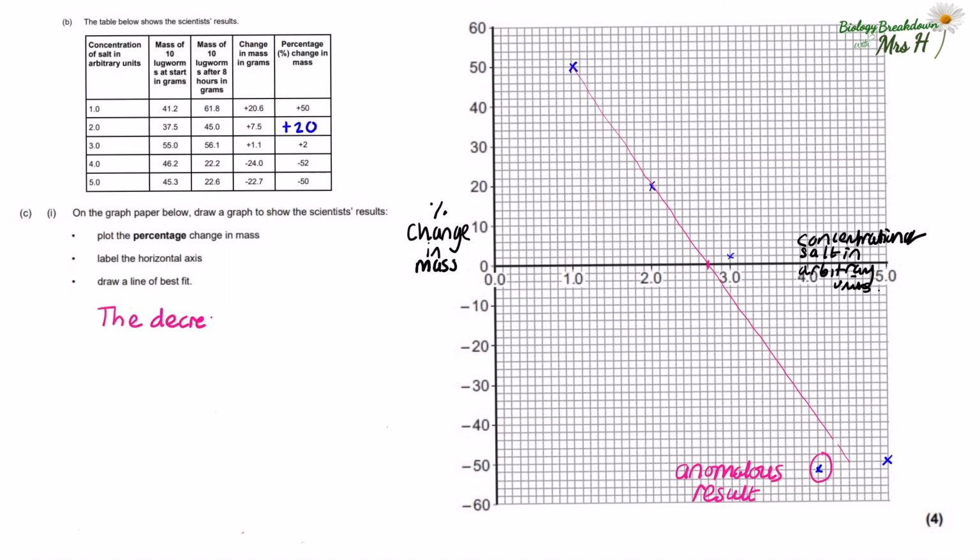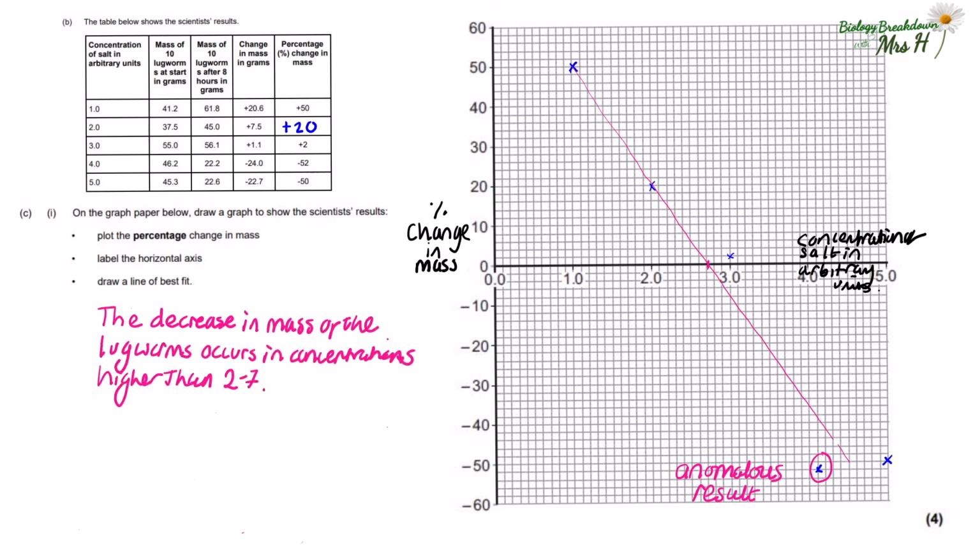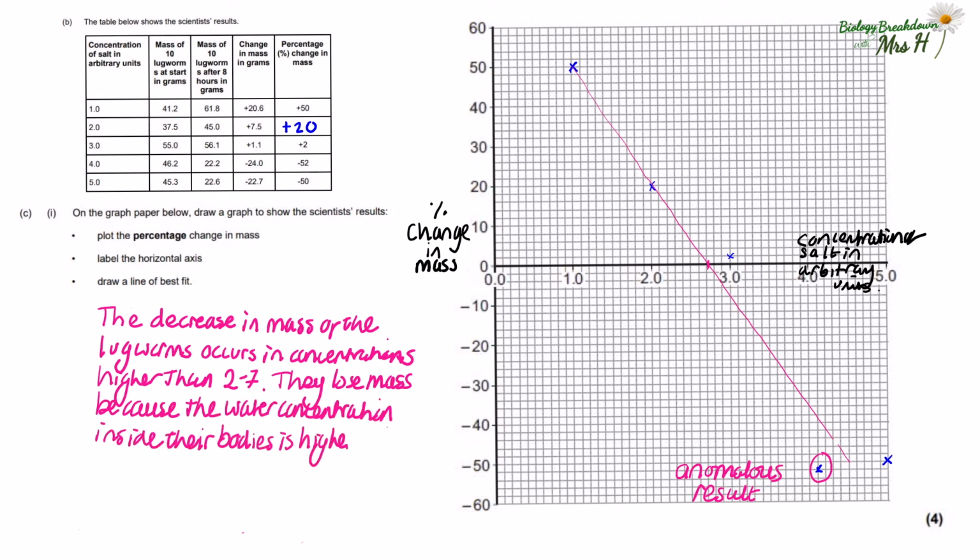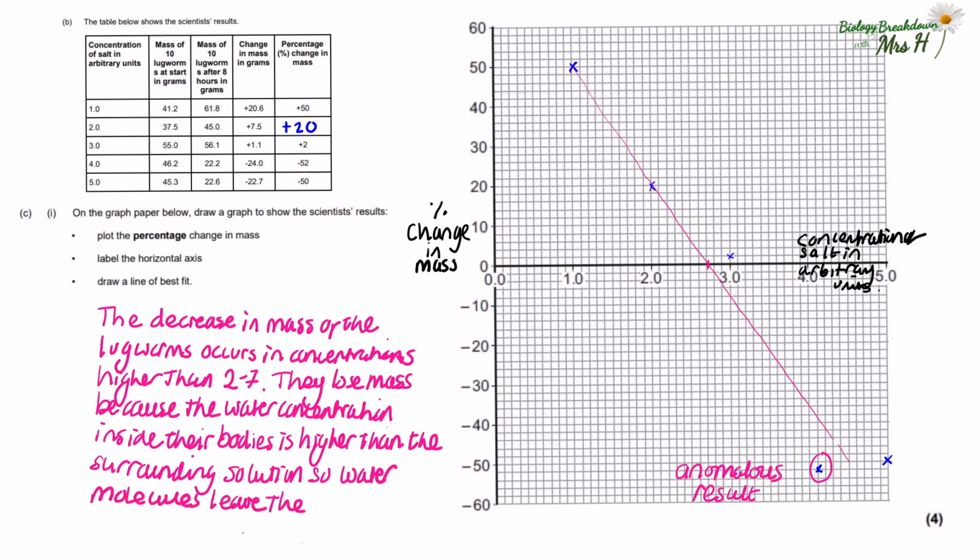The decrease in mass of the lugworms occurs in concentrations higher than 2.7. They lose mass because the water concentration inside their bodies is higher than the surrounding solution, so water molecules leave the worm by osmosis. There are some more osmosis questions in my exam paper videos if you want to have a look at some more.